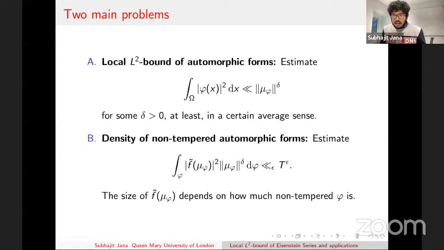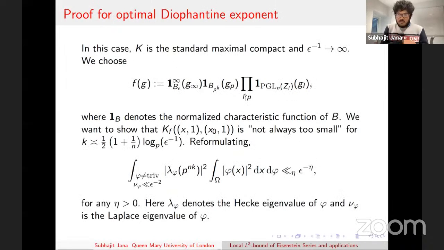Okay, maybe let me give you the actual proof for the Diophantine exponent, or not actual, but a better sketch than what he just gave, so that we understand what is going on. So I said that we need to choose two things. One is a compact subgroup inside GL_n(A). In this case, we choose K to be the standard maximal compact. And the master parameter T is epsilon inverse, which goes to infinity. So remember that epsilon was something very small.